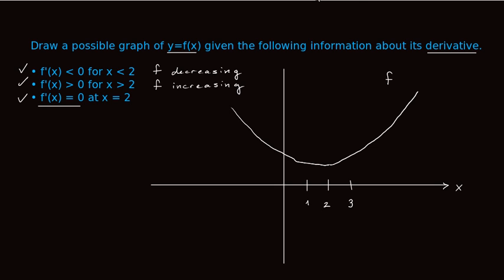Now your graph might look somewhat different, but as long as it satisfies these three conditions, it's okay. For example, here's another possible graph. It's decreasing up until 2 and then increasing after 2, and the derivative is 0 at 2. So there's many possible graphs, but they all have to have this kind of look, right? They have to be coming down and then up, and they bottom out at 2.